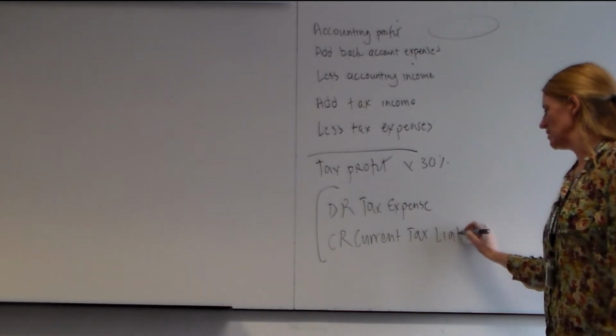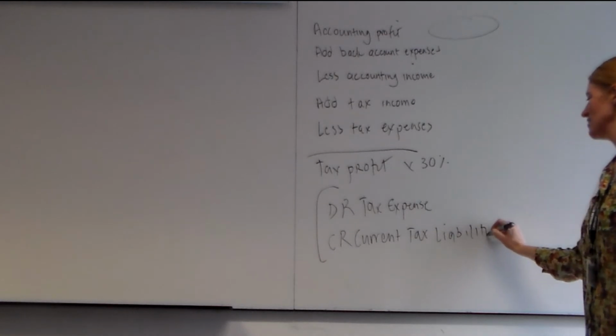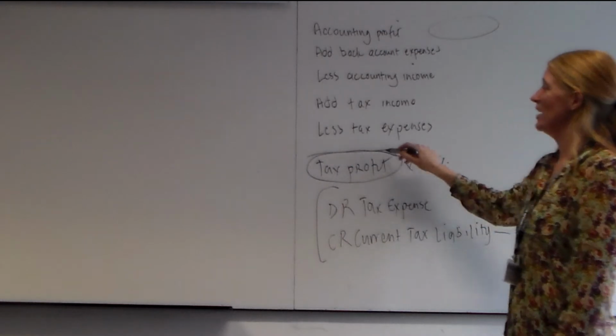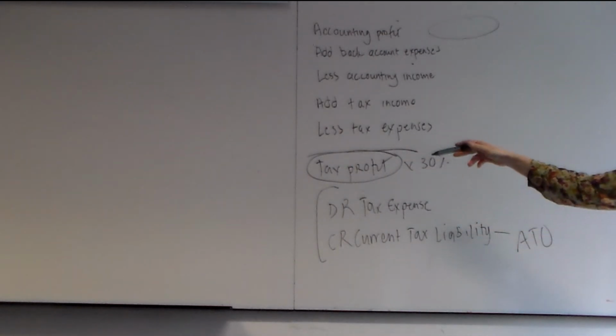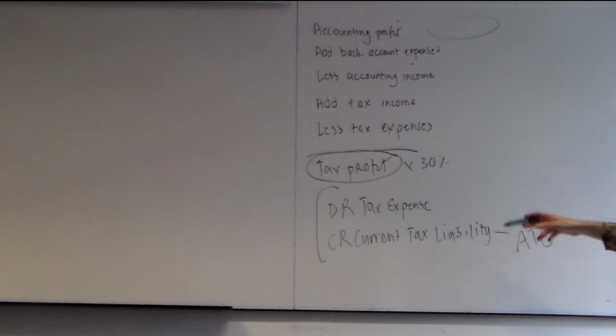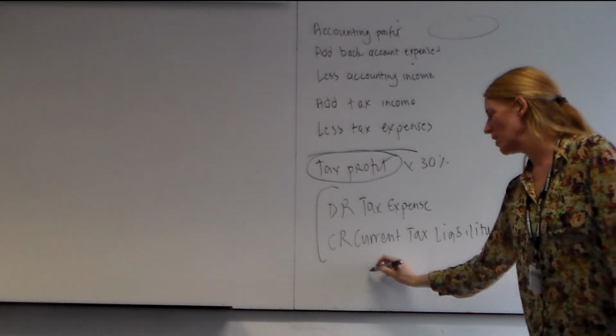Question I've had is isn't deferred tax liability the same as current tax liability? Would you say that you can interchange current tax liability and deferred tax liability? No, because current tax liability is what you owe to the ATO. Okay, so this is what you owe the ATO based on a tax profit. This tax profit has been calculated in line with the tax rules. Okay.